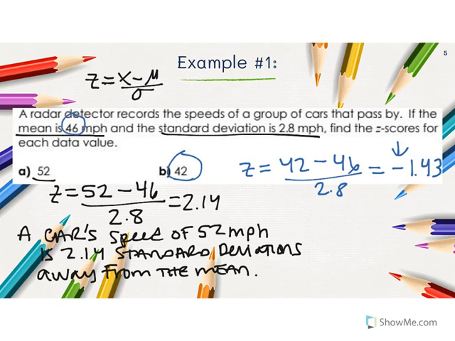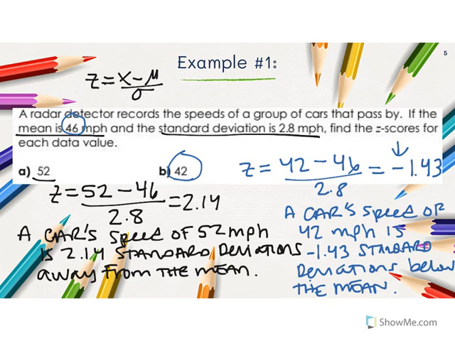So I'm going to write my sentence for this, which says a car's speed of 42 miles per hour is negative 1.43 standard deviations from the mean. You don't even need to say below in this case, you could just say standard deviations from the mean. The alternative sentence that would work combines the below part.